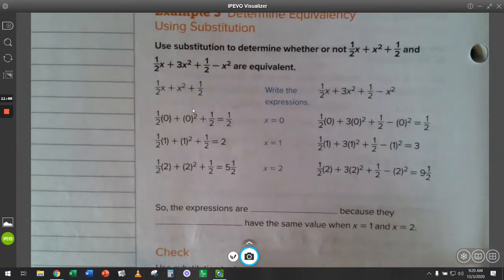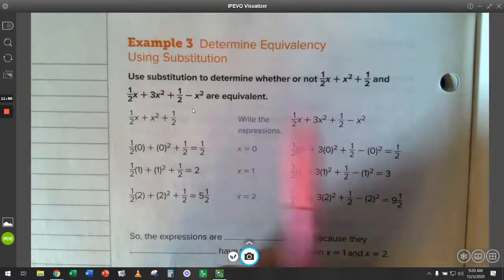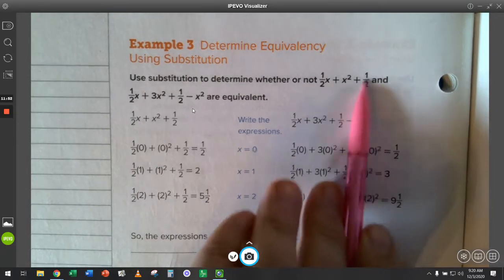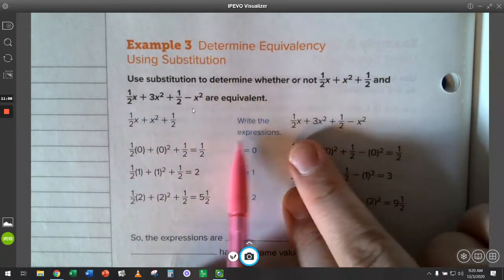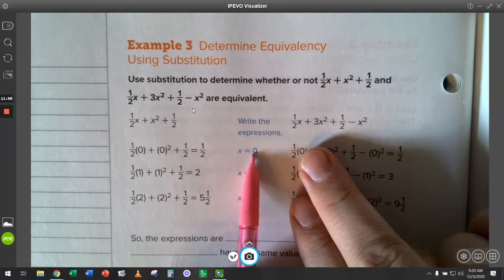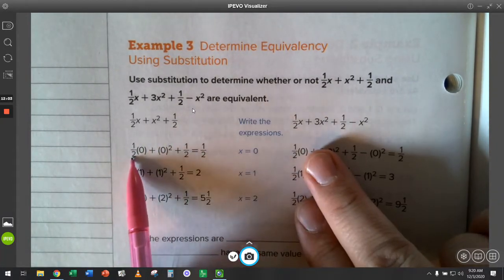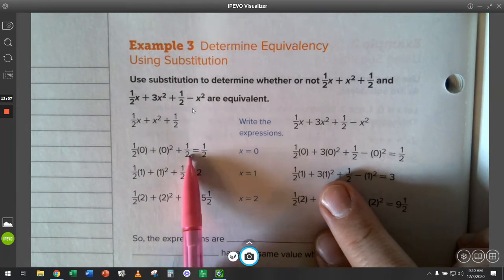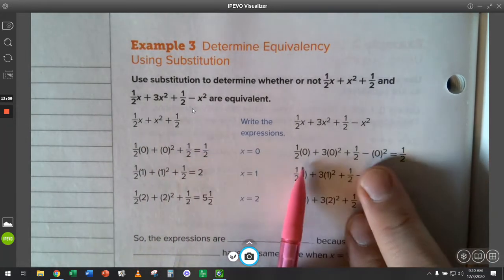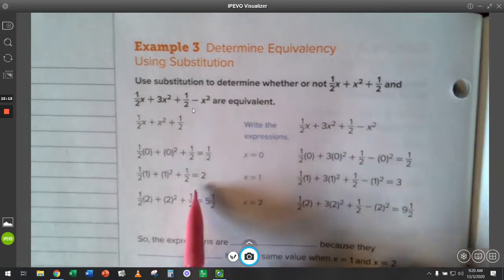Now, moving on to example 3, we can determine equivalency once again using substitution. We can even do it when we have fractions. So if we have these two expressions, they're very lengthy, I know. Simply go ahead and replace 0 every time you see an x. 1 half times 0 is 0, 0 squared is 0, plus 1 half would just be 1 half. If we do the same thing over here, right, we still get 1 half.